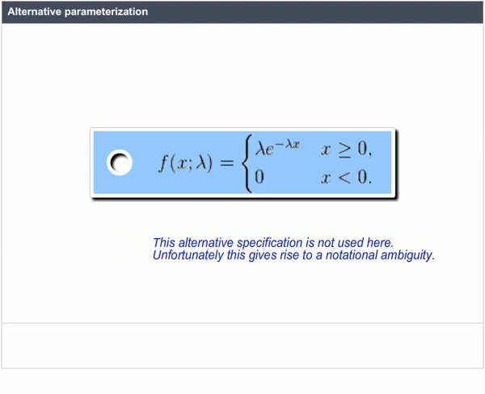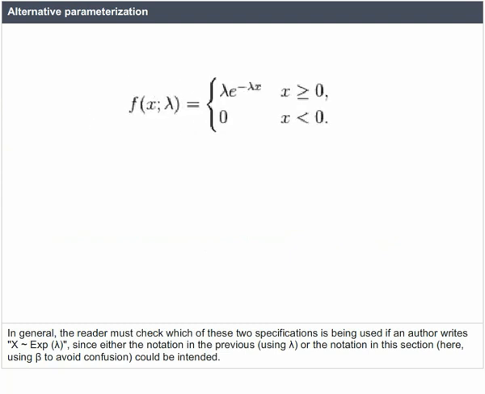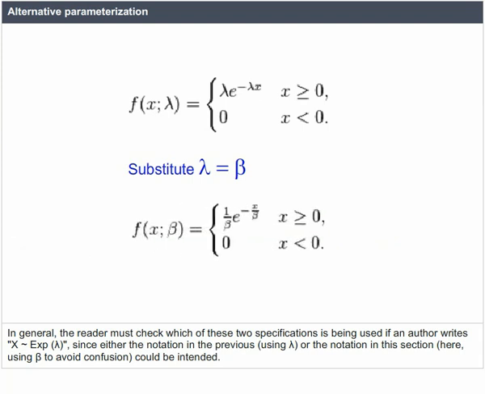Unfortunately, this gives rise to a notational ambiguity. In general, the reader must check which of these two specifications is being used if any author writes X follows exponential of beta, since either the notation in the previous section using lambda or the notation in this section using beta could be intended.